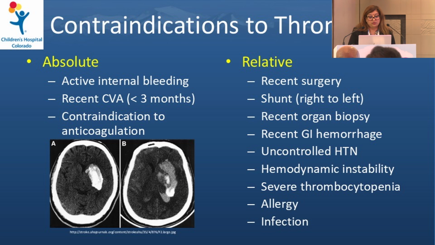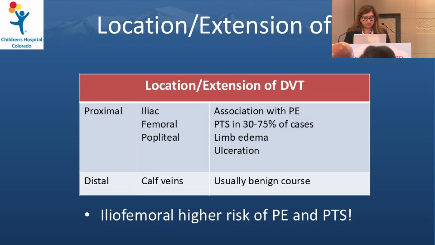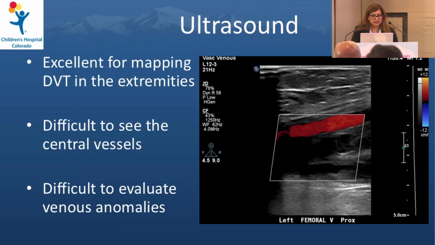But we do want to also know what's the extension of our DVT, because if it's a proximal DVT, and that's most cases iliac femoral, iliofemoral DVT, that's when we actually treat. When this extends above the inguinal ligament, that's when we actually are more insistent upon treating our patients. That reduces your incidence of PTS. If it's distal in the calf, it's usually a benign course. And when we want to look at the extremities, whether it's the lower extremities or the upper extremities, we look at that with an ultrasound.